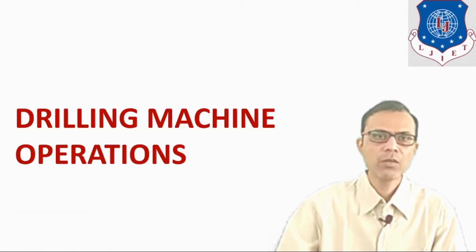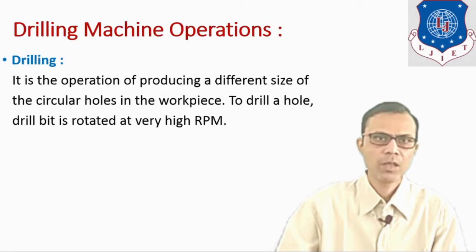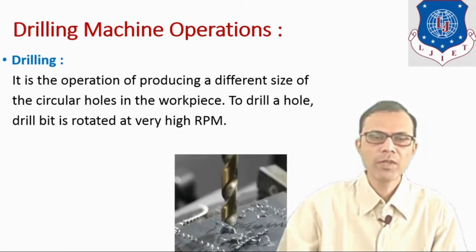In this session, we are going to discuss different types of drilling machine operations. The first type of operation is known as drilling. Basically, it is the operation to produce the required size of hole in a workpiece. For this purpose, the tool used is known as a drill bit. In the photographic view shown here, you can see spiral grooves on the body of the drill bit through which the excess material is removed in the form of chips.